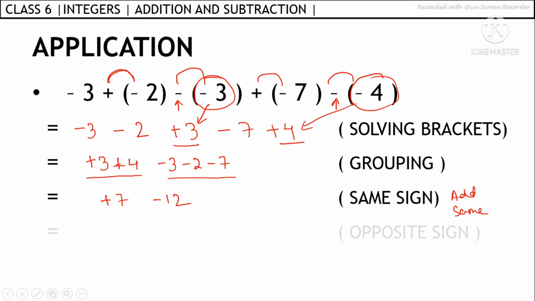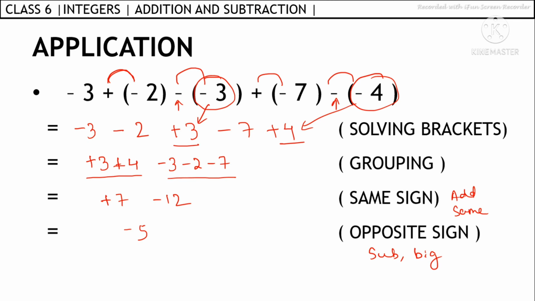Next is opposite sign. As you can see here, one is plus, one is minus. Same thing, 7 heroes and 12 villains are there. When we have 7 heroes and 12 villains, 7 heroes will fight with 7 villains. That means from these 12 villains, 7 villains have gone for fighting. So the remaining are 5 villains. Simple as that. Or else, opposite sign, subtract, put the bigger sign.